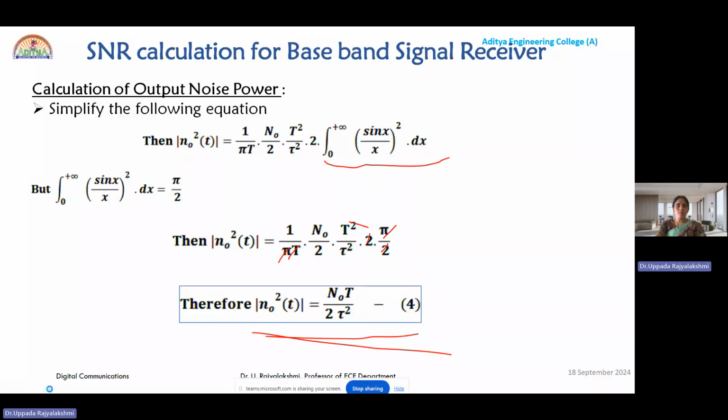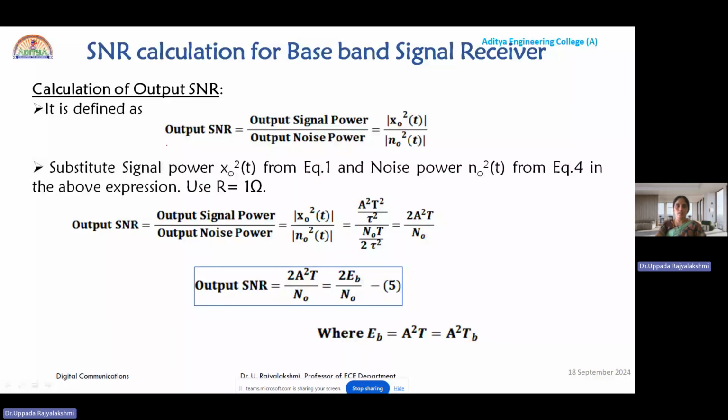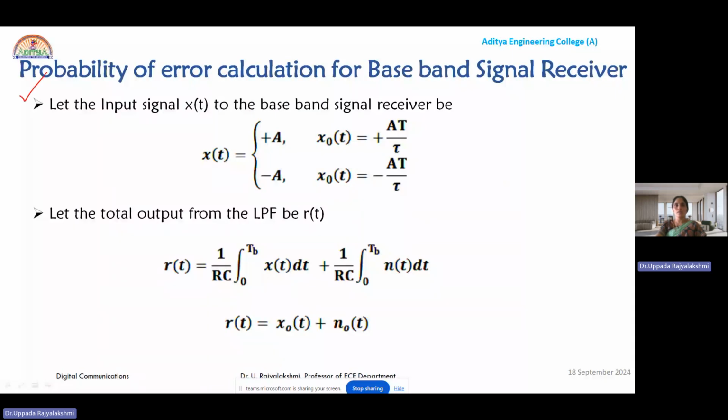Take it as equation 4 and let us substitute equation 1 and equation 4 in the output SNR. Output signal power we obtained as A square T square by tau square, and output noise power we obtained as N naught into T by 2 tau square. So here, the terms that get cancelled are tau square and one T. So you will get 2A square T by N naught, where A square into T is the bit energy Eb. Because assuming R as 1 ohm for normalization, you will get A square into R into T as the bit energy. So A square into R, if you take 1 ohm, directly you would have A square into T as bit energy. So the output SNR for the baseband signal receiver, we obtained it as 2Eb by N naught. Now, let us go through the calculation of probability of error for the baseband signal receiver.